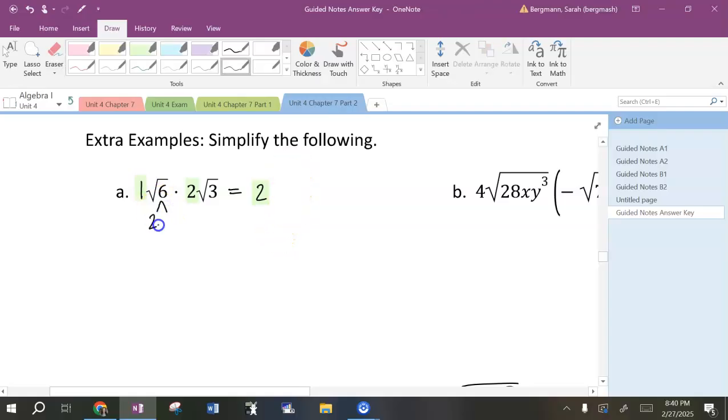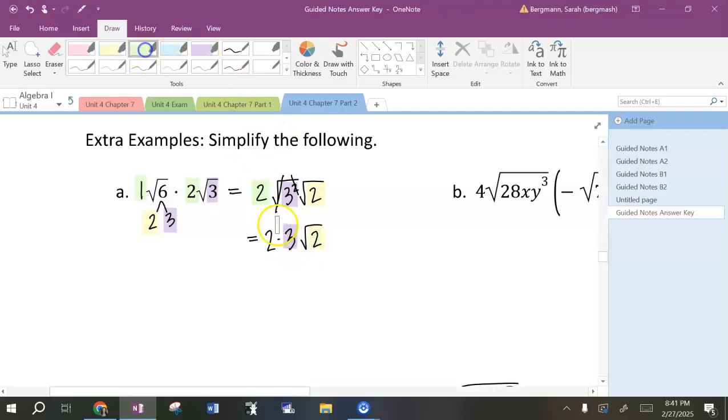I know 6 can break down into 2 and 3. 3 is already a prime number, but I notice I have a pair of factors now. So instead of making that an 18, I'm going to make it 3 squared and 2. That way I can cancel out a squared and a square root, but the 2 has to stay under the radical because it's not a perfect square. Only perfect squares can come out. So I end up with 2 times 3 square root 2.